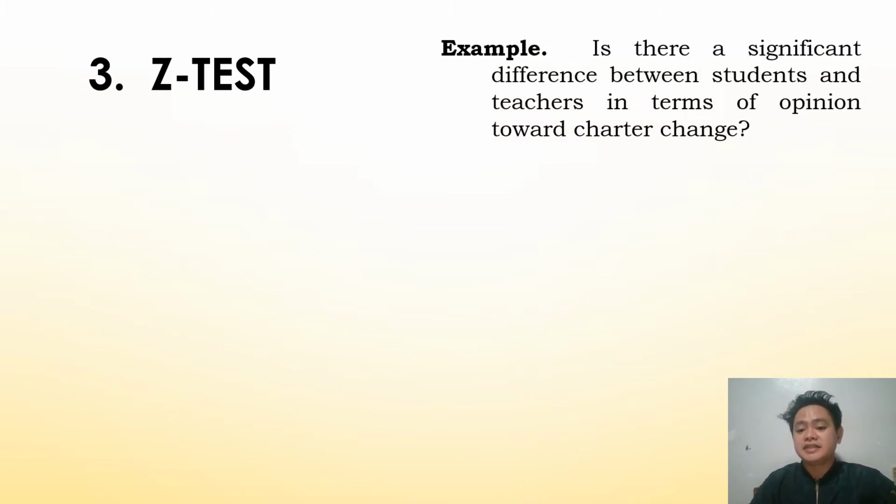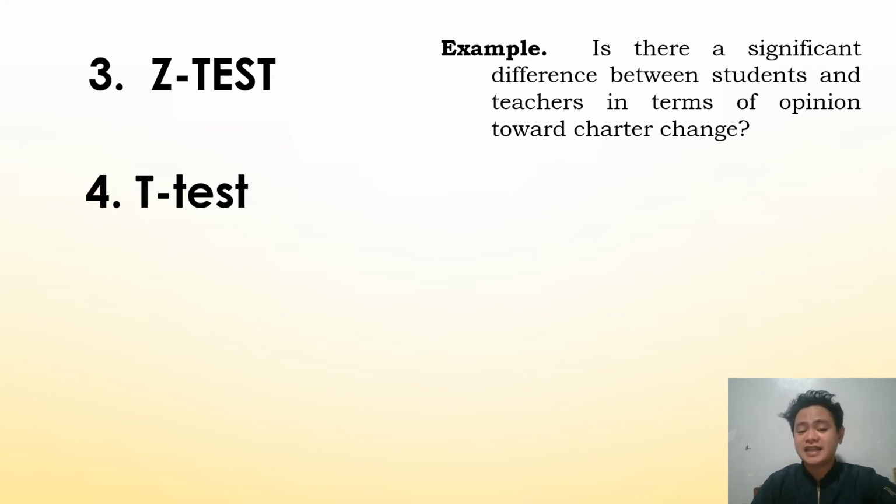Let me give you an example. Is there a significant difference between students and teachers in terms of opinion toward charter change? Take note that our groups of respondents here are students and teachers. So if we need to test their significant differences relative to their opinion toward charter change, the best statistical tool that you're going to use is z-test. Take note that your respondents must be greater than 30. However, if your respondents are less than 30, you have to use t-test.